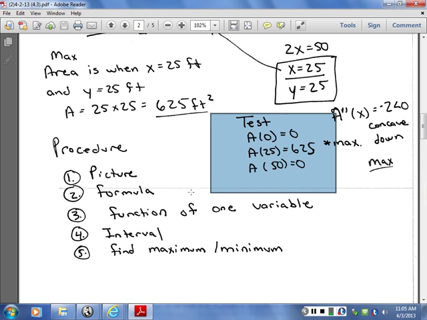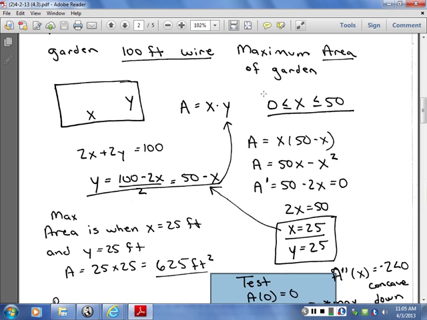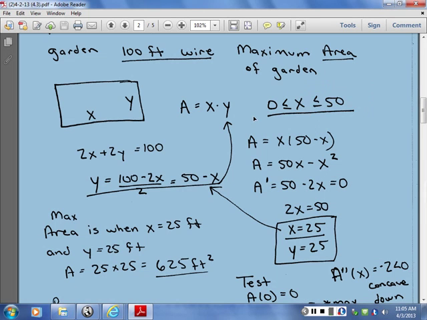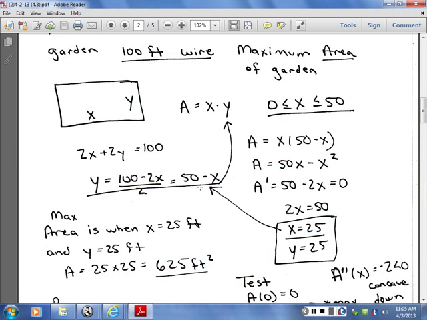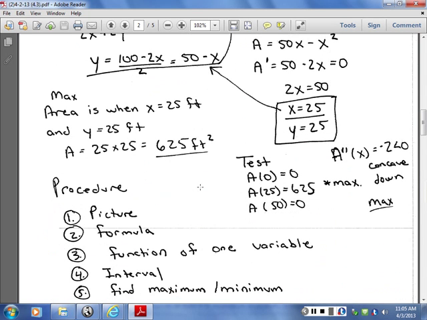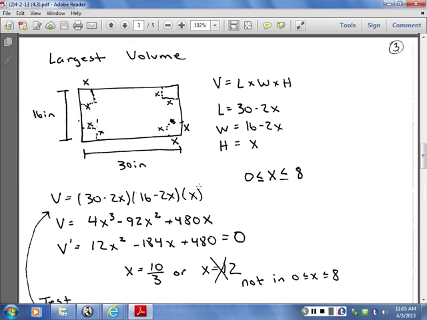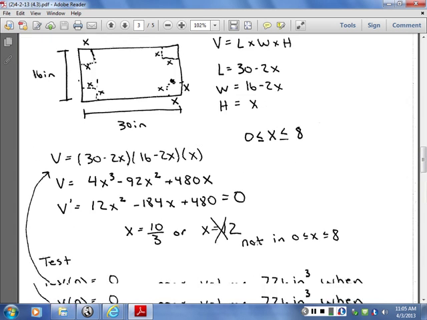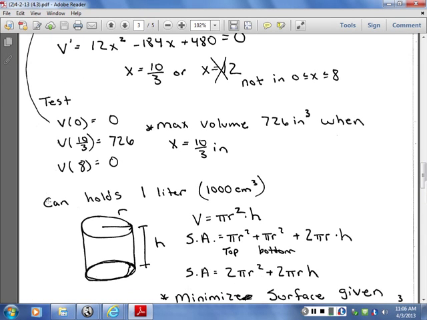In the application problems, it works out because I know if x is 0, then my area is 0, and if I know x is 50, my area is 0, because y would be 0. But in general problems, you can't assume that, so you have to test those endpoints. We did the example of the piece of sheet metal. If I stamp out an x squared from the corners and fold that up, finding maximum volume. And again, testing those points.